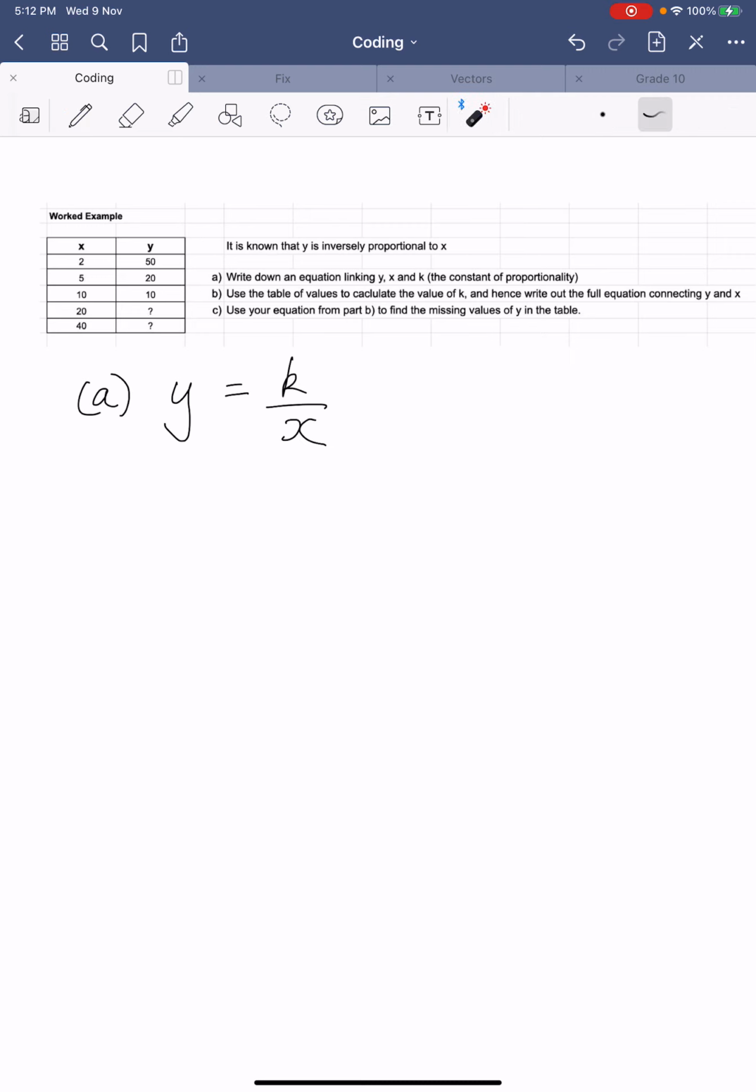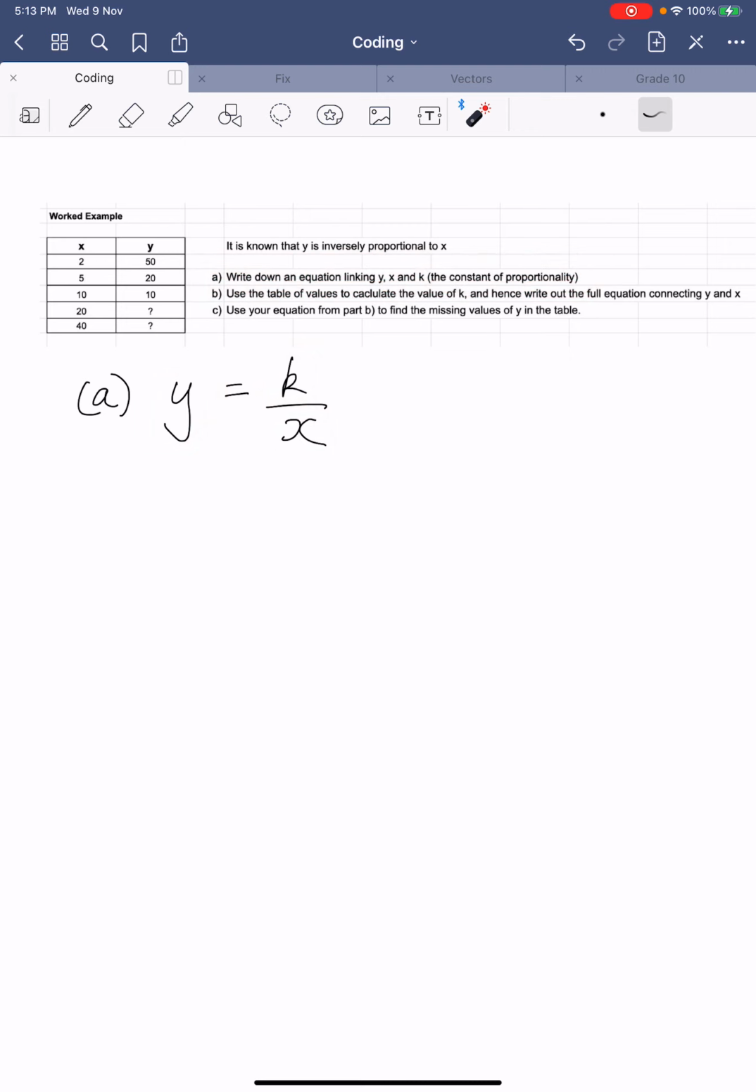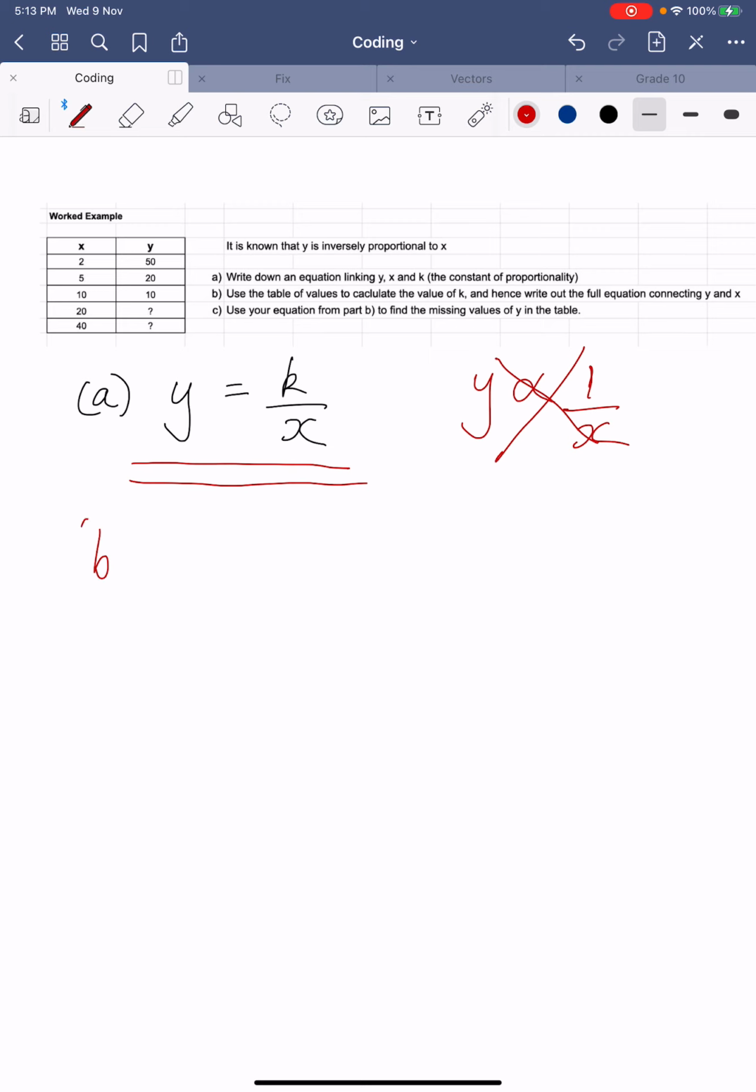Part A says write down an equation linking y, x and k. So here we go, we've got y, we've got x, we've got k. And this little k here is called that special thing, the constant of proportionality. Sometimes you might see this equation written down as y is inversely proportional to x, but I think it's better if you go straight to writing down the actual equation here. So that's part A.